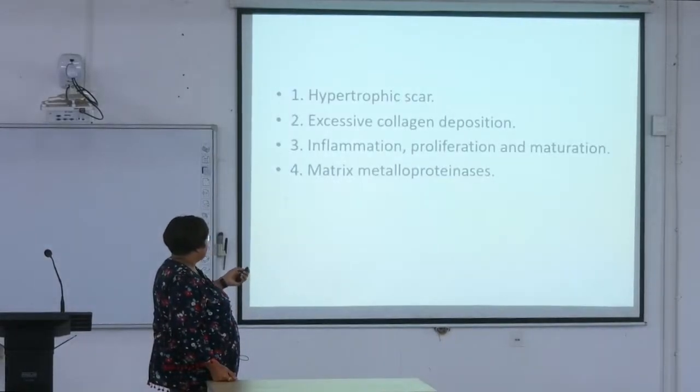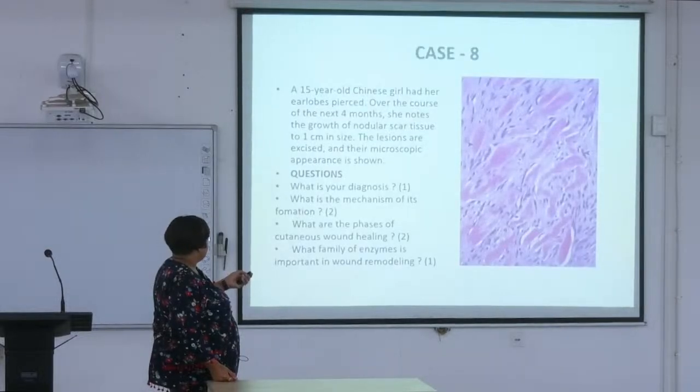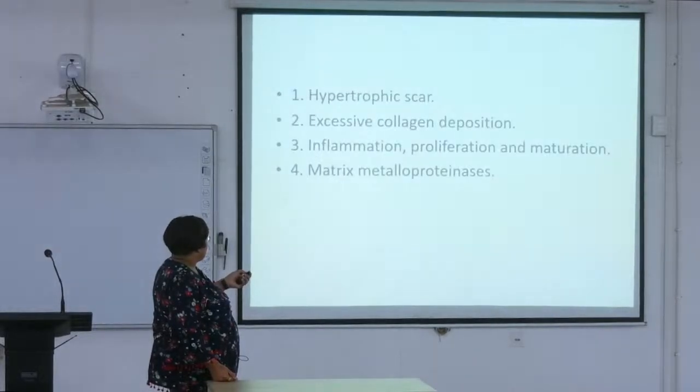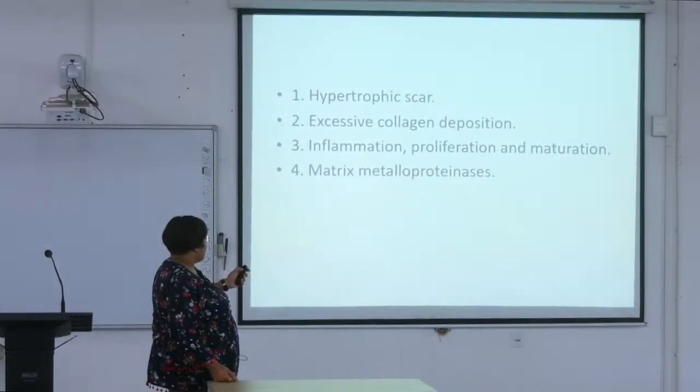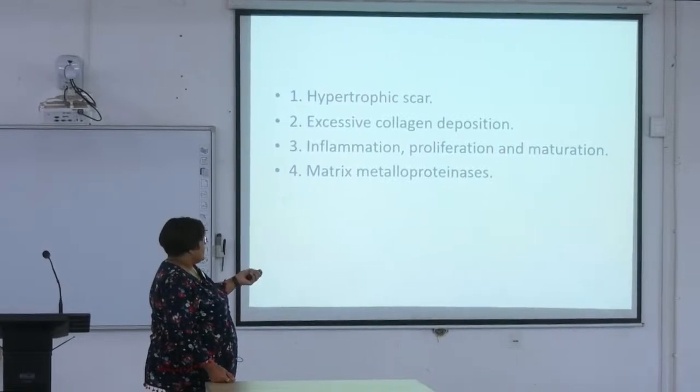Phases of cutaneous wound healing. At first there is inflammation, then proliferation and then maturation. So what are the phases of cutaneous wound healing? You have to write, at first there is inflammation, then there is proliferation of the cells including fibroblasts, as in the previous one, and then there is maturation of the scar.